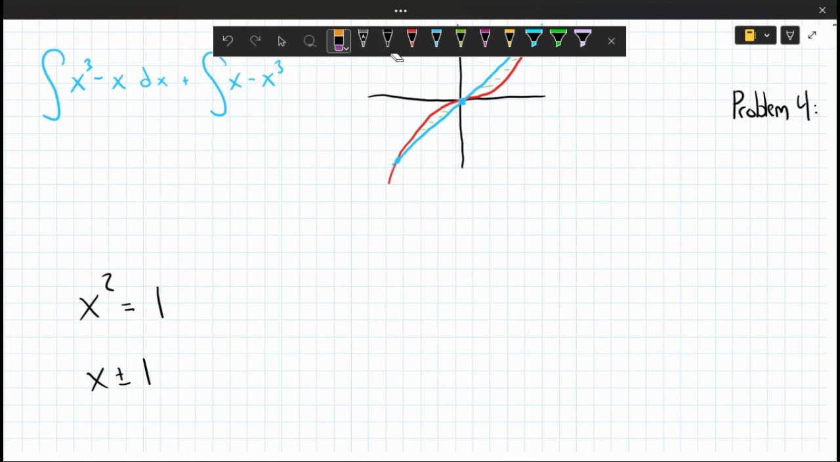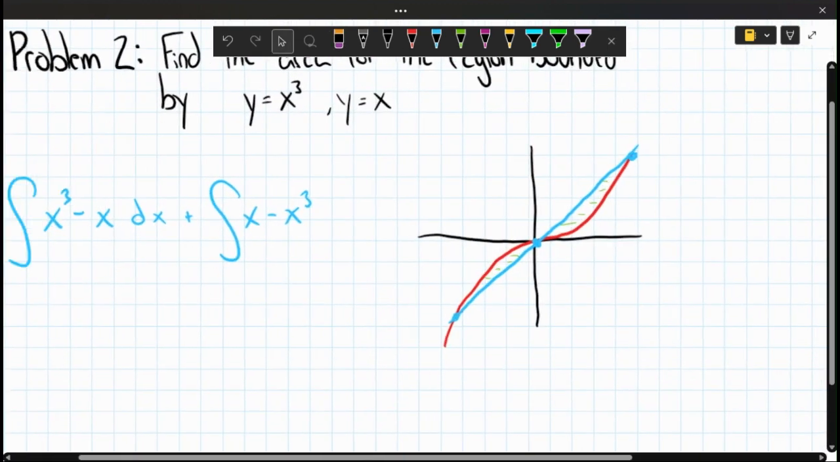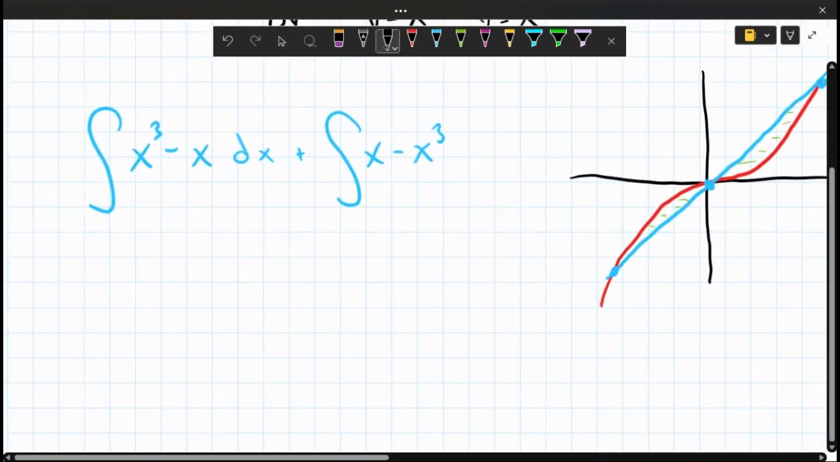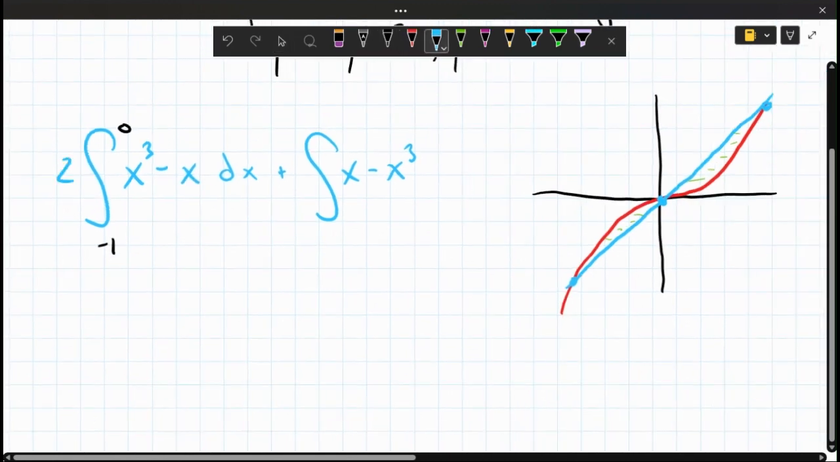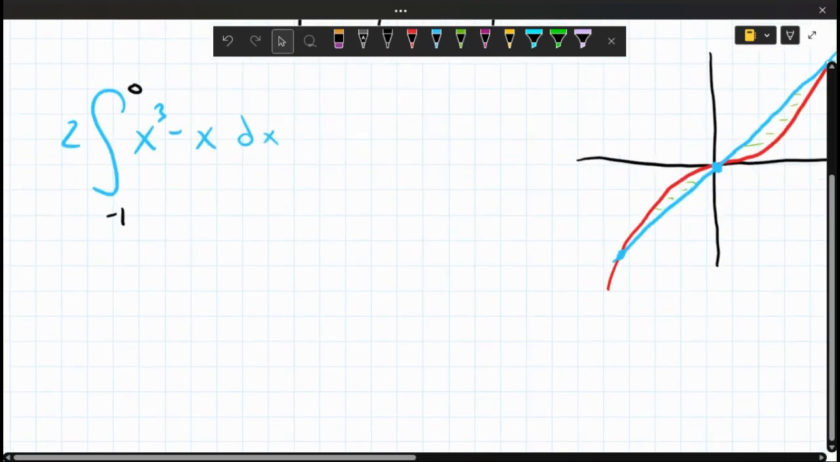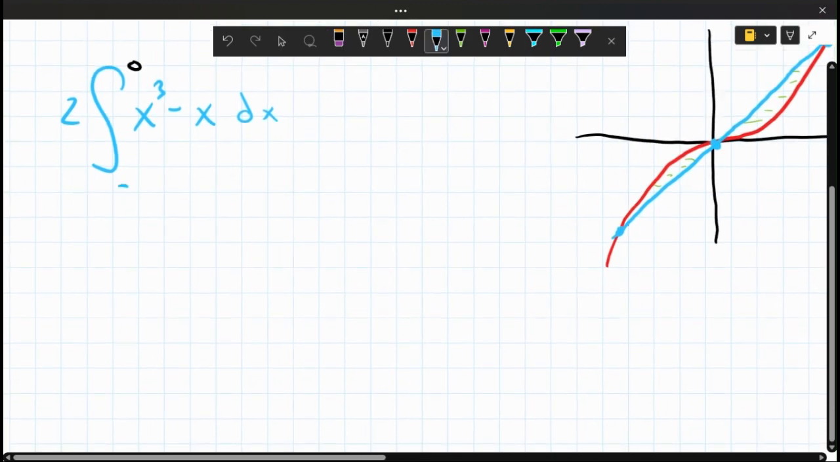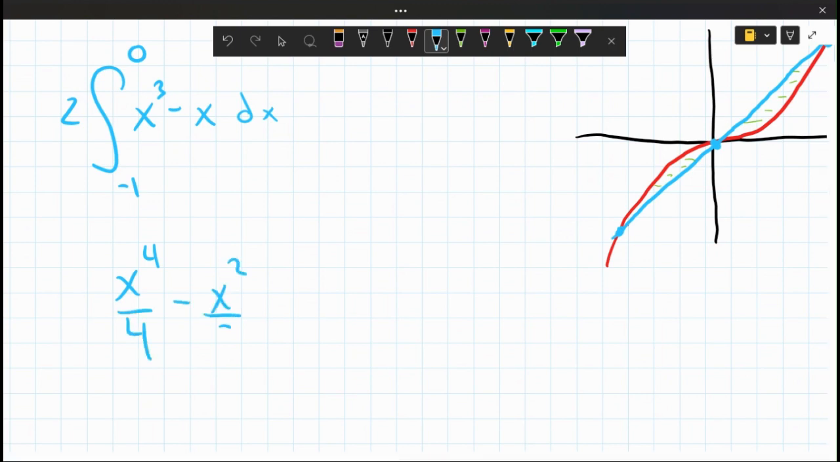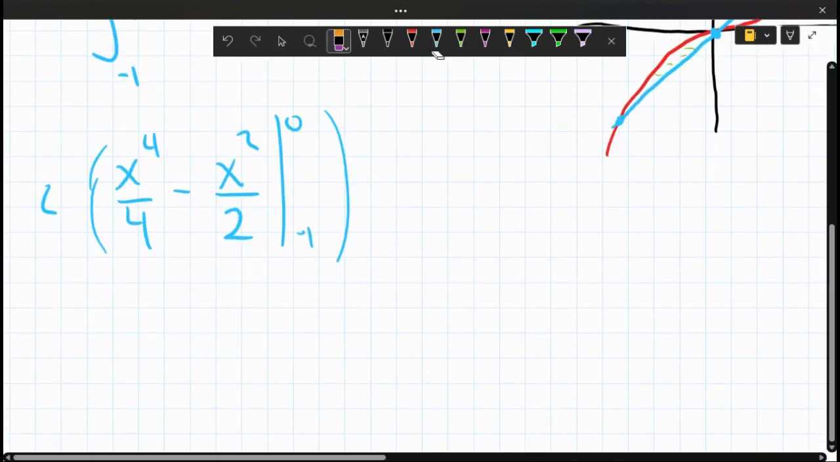So what I could do is literally just this. From negative 1 to 0, and then I'm going to multiply it by 2. And then we're just going to integrate. I get x to the 4th over 4 minus x squared over 2. Make it a little neater. From negative 1 to 0, boom. Multiply that by 2. And you can figure that out, but that is your answer.